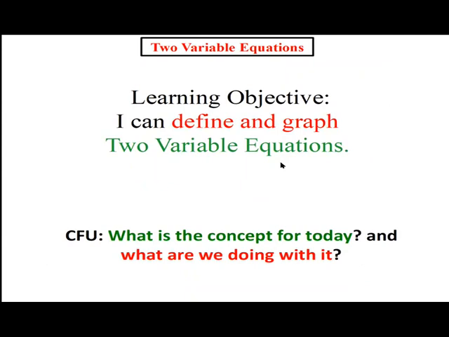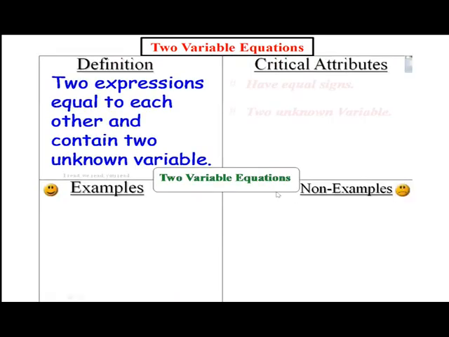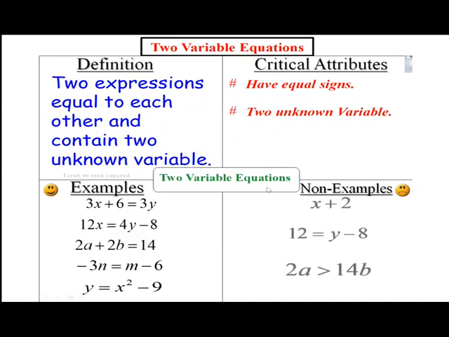So we're done, guys, with expressions. We started the school year with real numbers, doing all kinds of stuff to real numbers. We went to expressions, and then we did one variable equations, and now we're doing two variable equations. What are two variable equations? So I'm going to give you the whole information so you can just copy it and save some time. Two variable equations, the definition says, are two expressions equal to each other that contain two unknown variables.